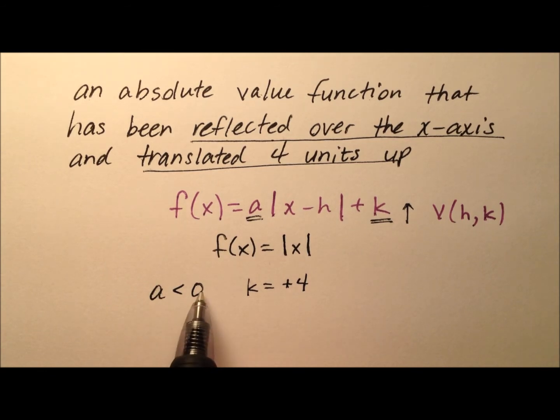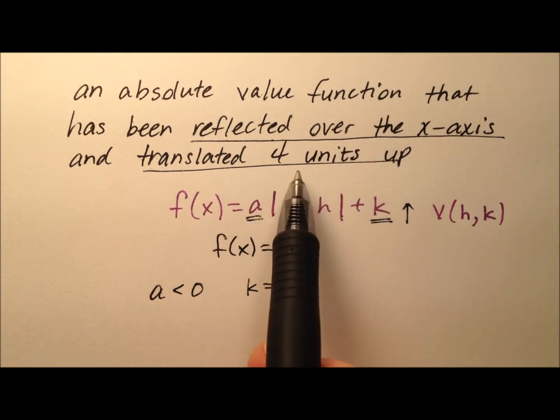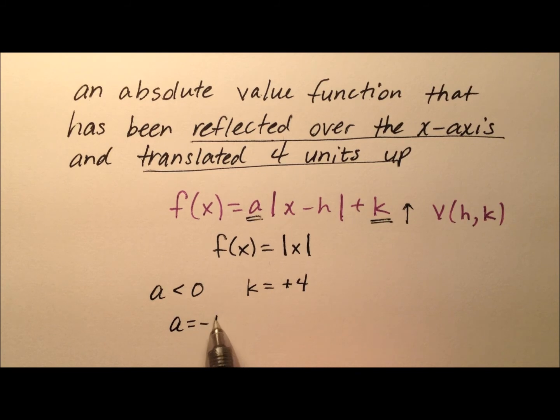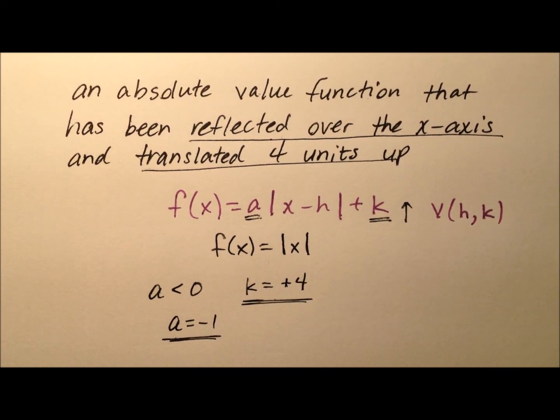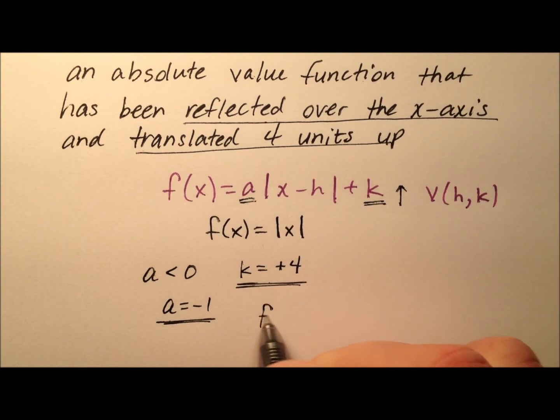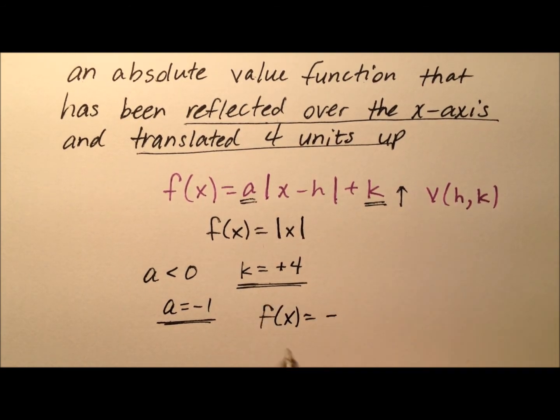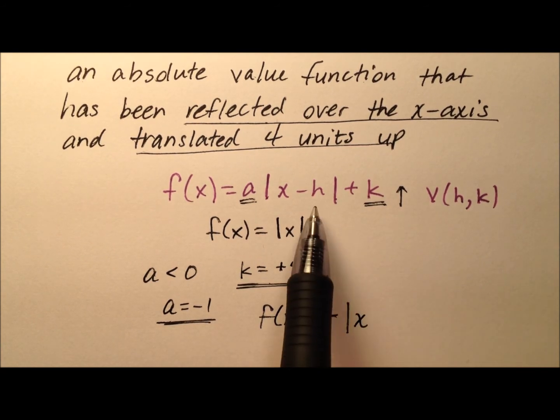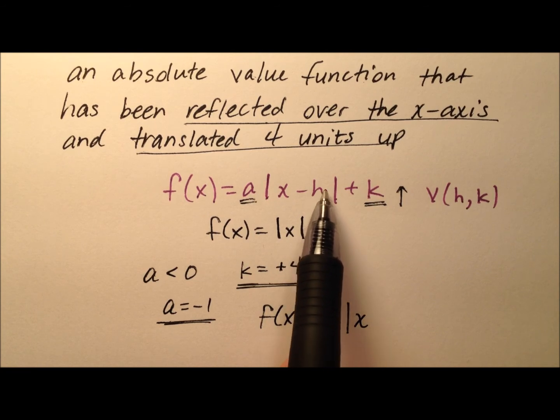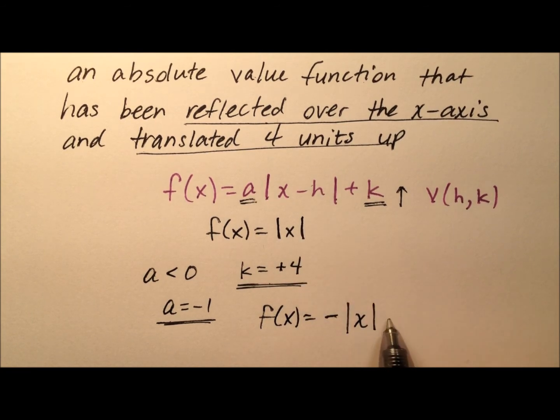So if a is negative, I don't see any compressions or stretches, so that means a is -1 and k is positive 4. So I'm ready to go ahead and write this function now. So f of x equals a, which is -1, or I can just put a minus, absolute value of x. There's no horizontal translation, so there's no h value, and then plus 4 right there.